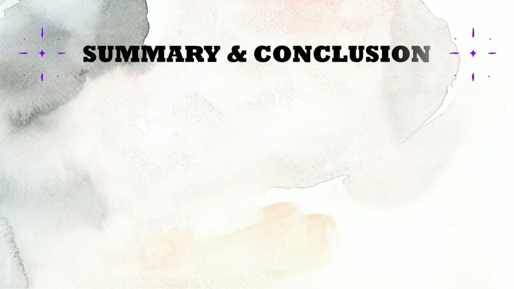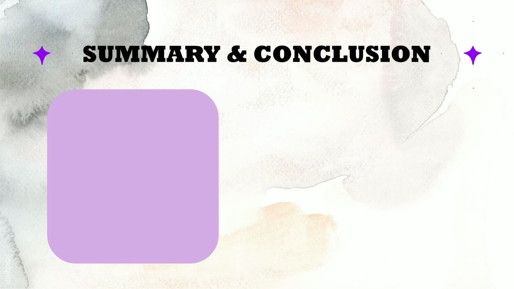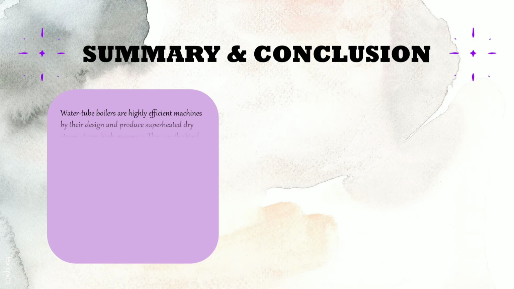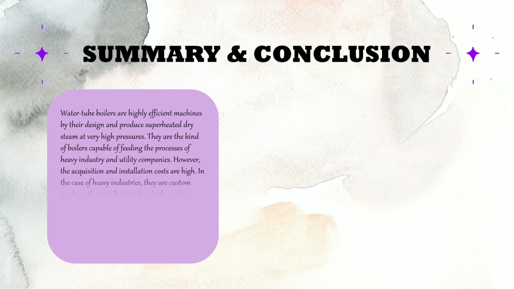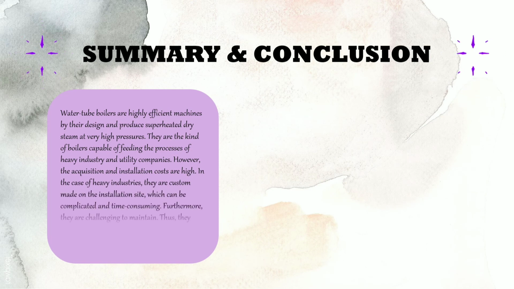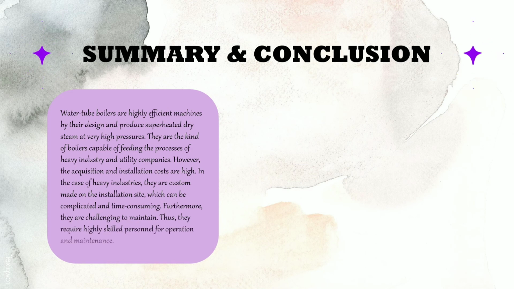Summary and conclusion. Water tube boilers are highly efficient machines by design and produce superheated dry steam at very high pressures. They are the kind of boilers capable of feeding the processes of heavy industry and utility companies. However, the acquisition and installation costs are high. In the case of heavy industry, they are custom-made on the installation site, which can be complicated and time-consuming.